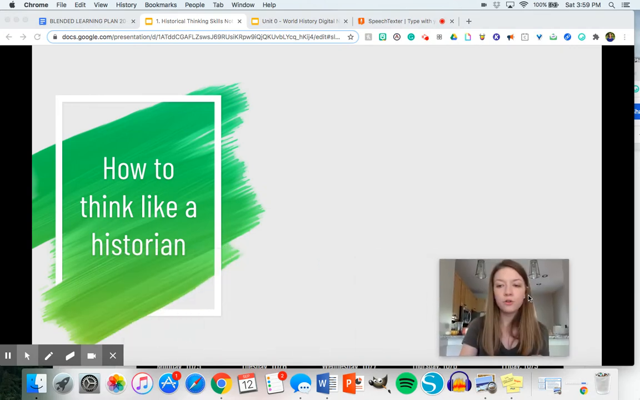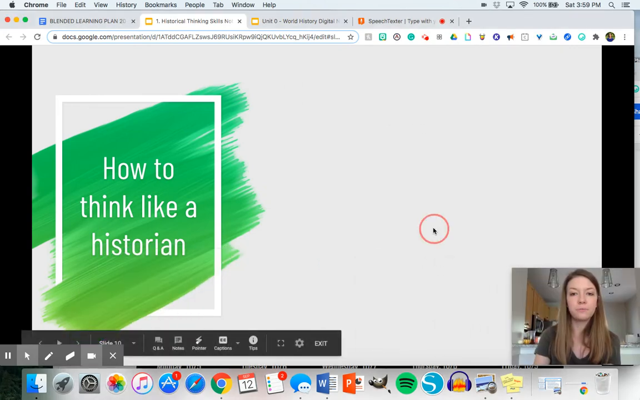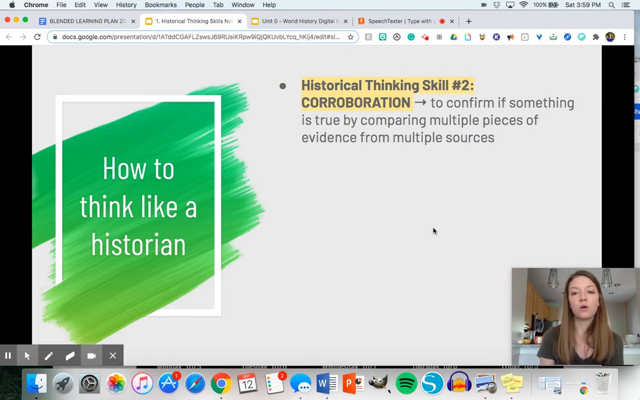So, other tools to think like a historian. Our second historical thinking skill. Once we have decided if a source is reliable or not, and we've looked at perspective and bias, we then need to corroborate, and that's a mouthful. Corroboration is to confirm if something is true by comparing multiple pieces of evidence from multiple sources. So multiple is the key. You need to look at more than one source, right? Because if you don't, you only have one perspective.